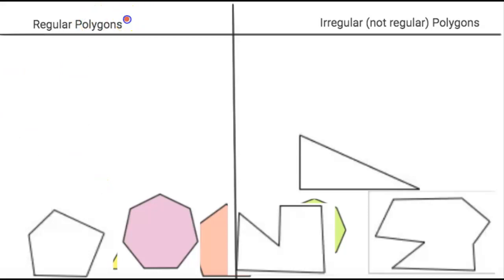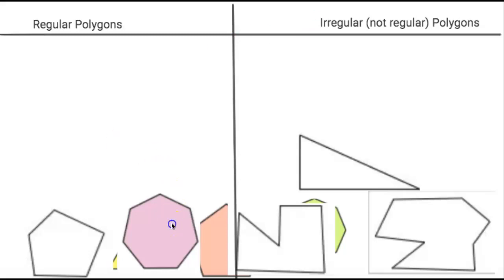So here we have regular polygons. Regular polygons are any polygon, triangle, quadrilateral, octagon, doesn't matter, where all the sides are the same length. An irregular or not regular polygon is a polygon that might be a quadrilateral, but its sides and angles are not all the same.